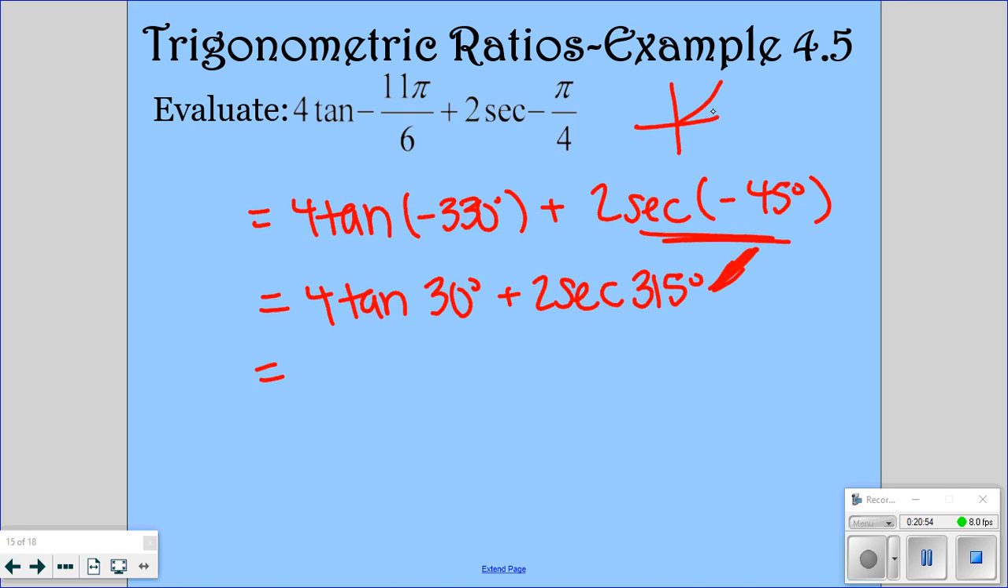So tangent of negative 330 or tangent of 30, that is going to put you in the first quadrant with a 30-degree angle here. Tangent is going to be positive here because they are all positive in the first quadrant. And what is going to be the tangent of a 30-degree angle?